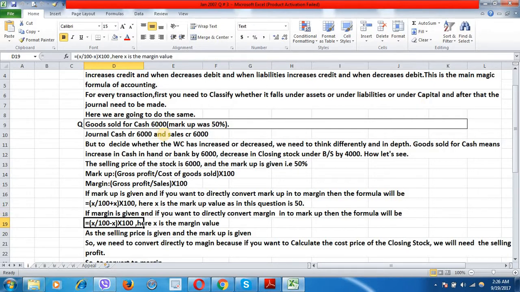The last one, if margin is given and if you want to directly convert margin into markup, then the formula will be x divided by 100 minus x into 100. Here x is the margin value.